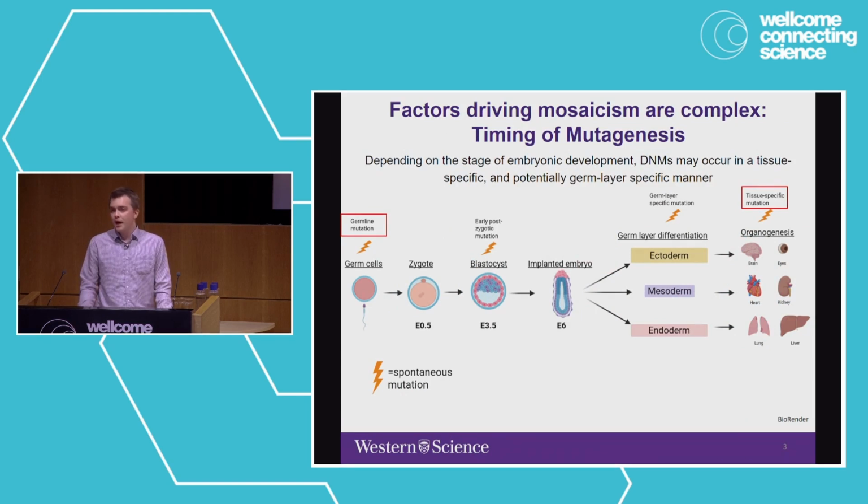The factors that drive this mosaicism can be quite complex, one of the primary ones being timing, especially in the context of development. In germ cells, we can have germline mutations that are transmitted directly to the zygote and theoretically be in every cell that derives from that zygote. Mutations can also occur later in development, at the organogenesis stages, so that they're secluded only to a particular tissue.